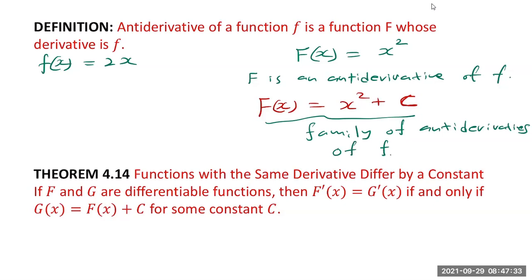All right, next, let's go over theorem 4.14: functions with the same derivative differ by a constant. Let's see the formal statement of the theorem. If f and g are differentiable functions, then f prime of x is equal to g prime of x if and only if g of x is equal to f of x plus a constant. All right, let's prove this theorem. Let me copy the theorem to the next page.